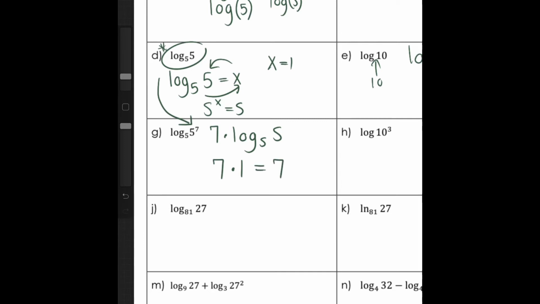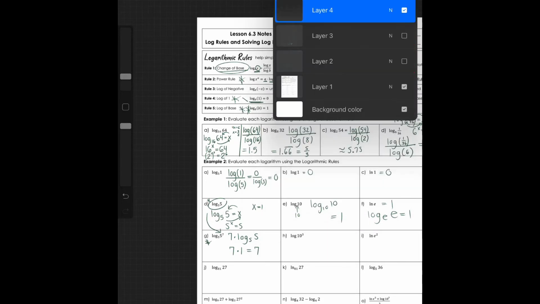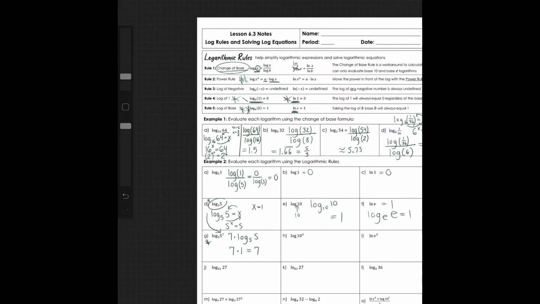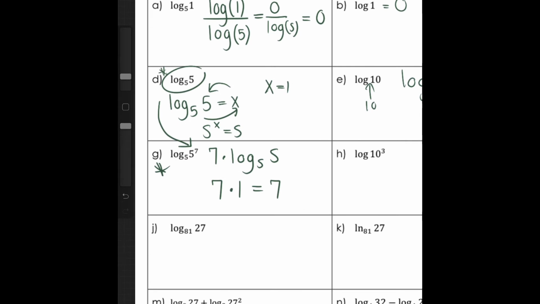So basically, this right here is just the rule called the power rule. And the power rule states that if we have a power on the outside, we can simply multiply it by whatever our log is and get rid of the power. So that's why it comes out to be 7.